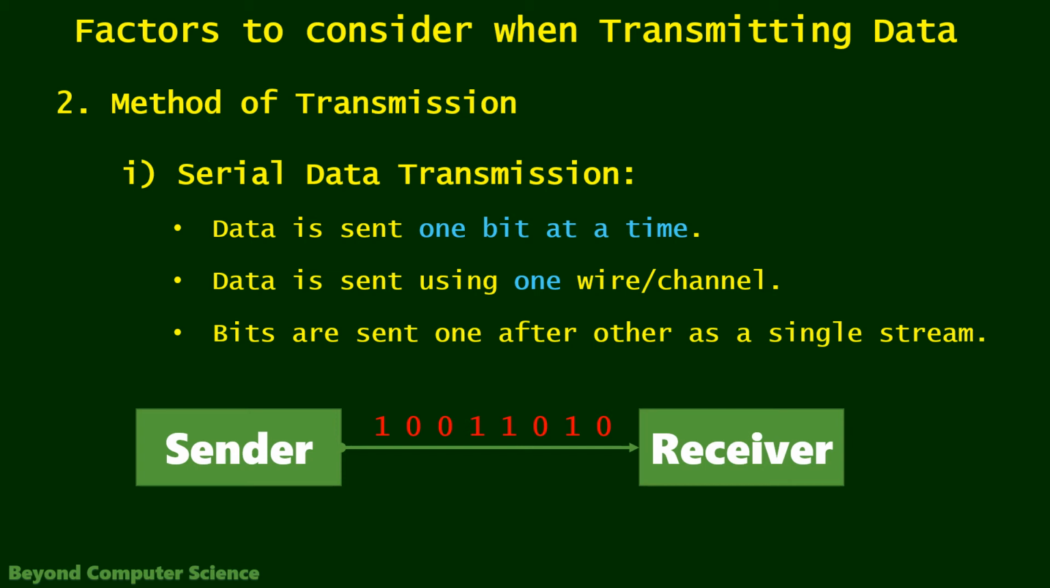This is independent from the previous topic, which was simplex, half duplex, and full duplex. Our transmission can be simplex and serial. Our transmission can be half duplex and serial as well. It is not the case that if the transmission is simplex, it cannot be serial, or if it is half duplex, it cannot be serial. These two things are independent of each other.